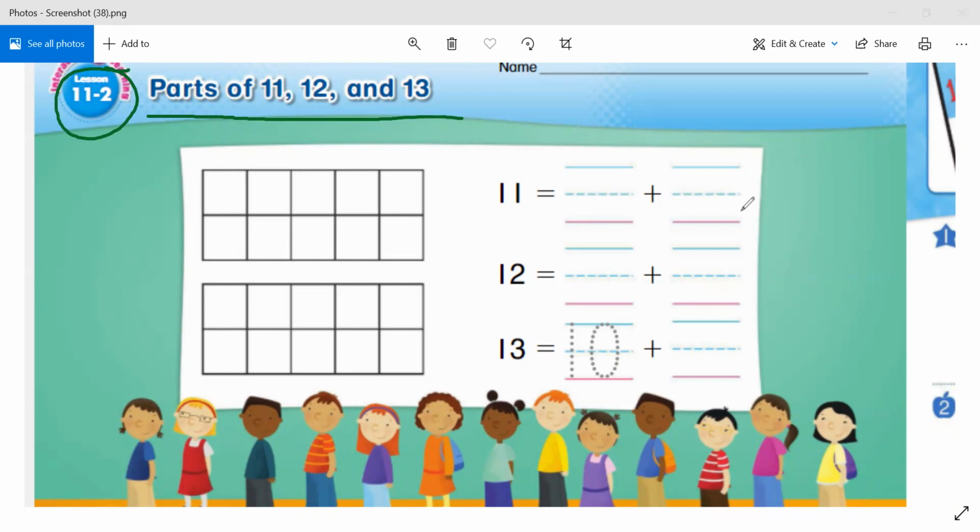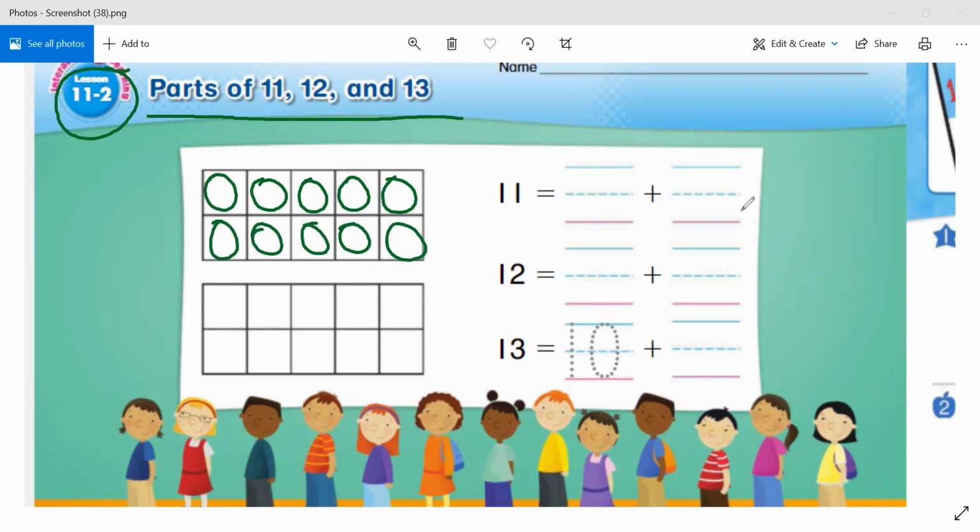There are 13 children waiting in line for a train ride. There are only 10 seats in each train car. If the conductor fills up one car with 10 children, how many will be left to ride in the second car? Let's use counters to show 13 children on the double 10 frame. So let's fill in our first 10 frame. We are showing 13. So we're going to fill up this first 10 frame.